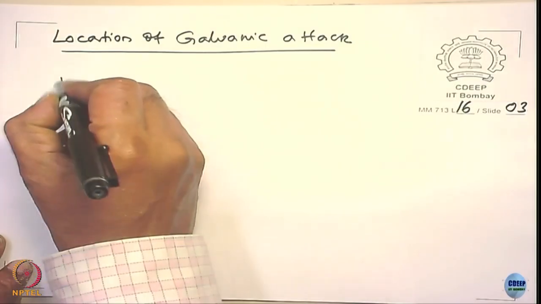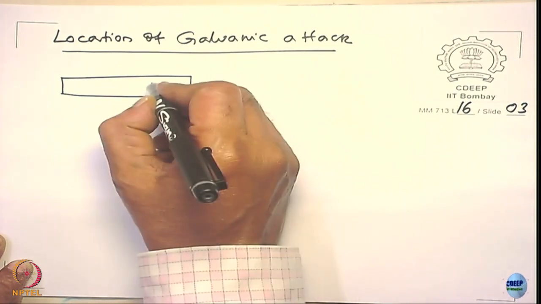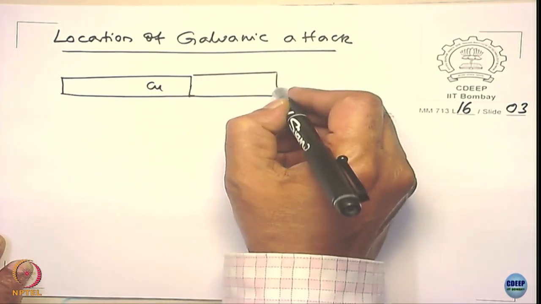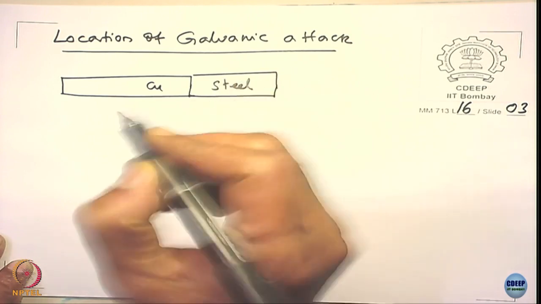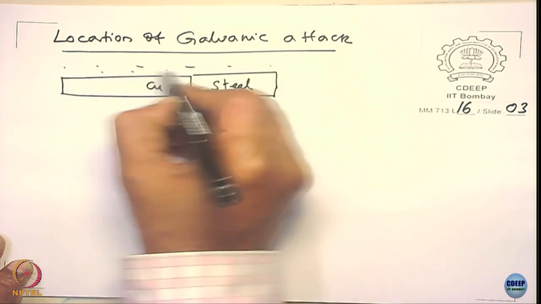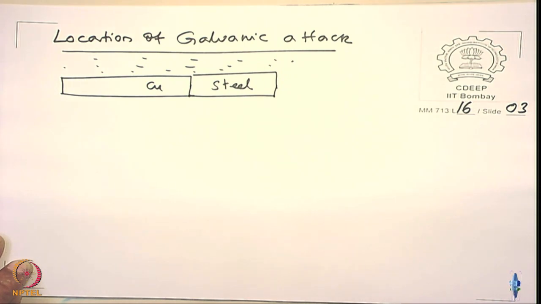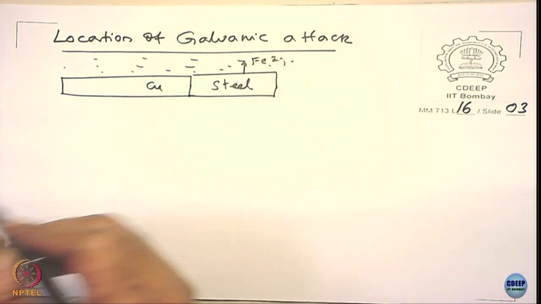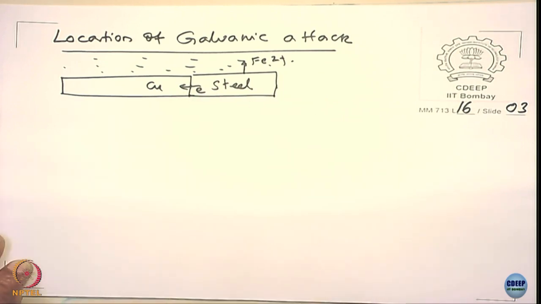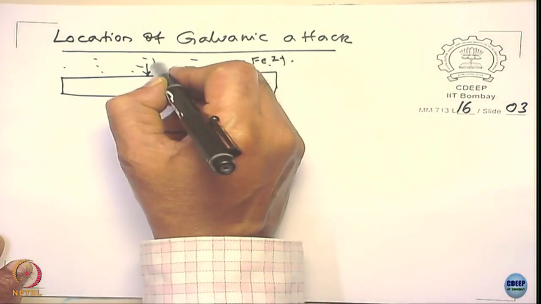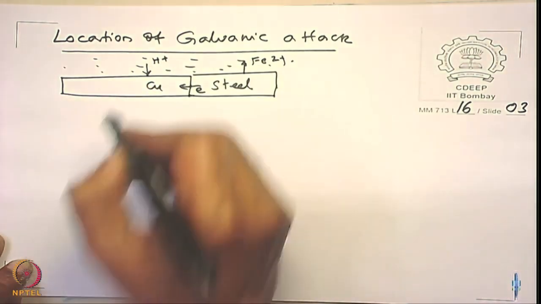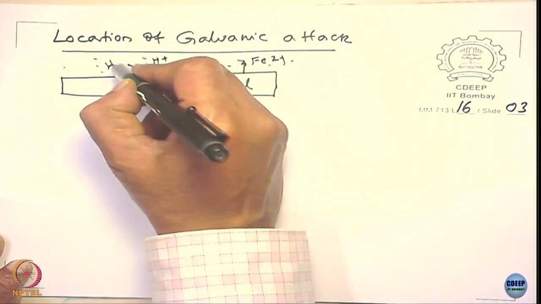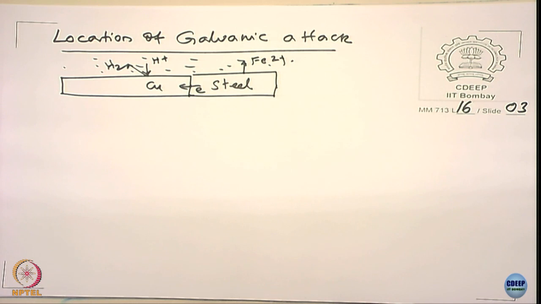Let us look at the location of the galvanic attack. It has very important relevance for us. Let us take an example of, let us say, copper. You have a steel, and it is exposed to the environment. And you know that this is the anode, right? And electrons move like this. And there is going to be maybe H plus or oxygen, whatever comes, and hydrogen is getting liberated. Agreed? This is what happens.